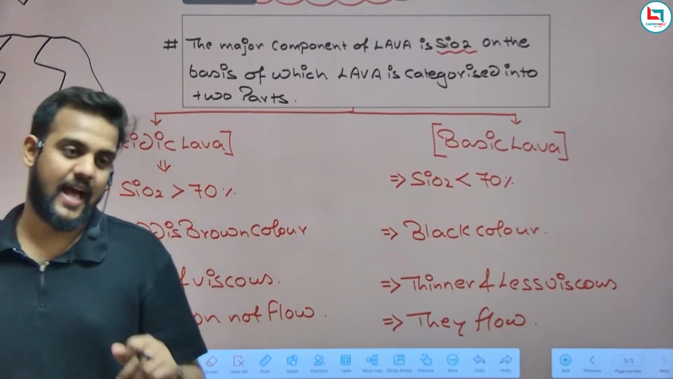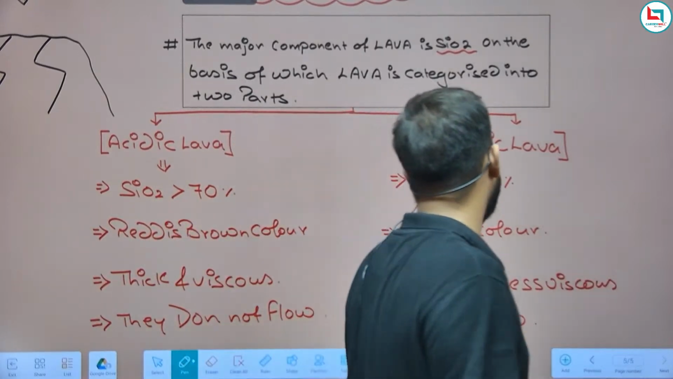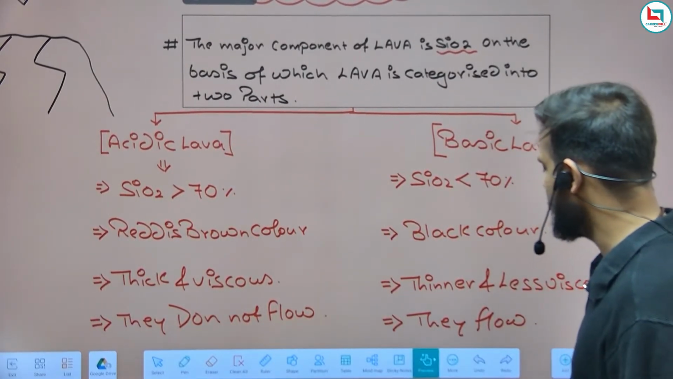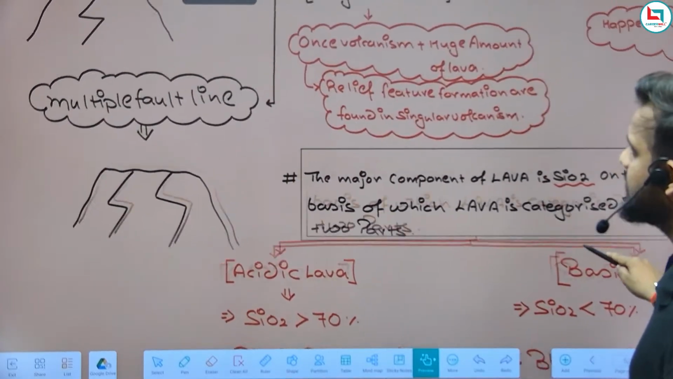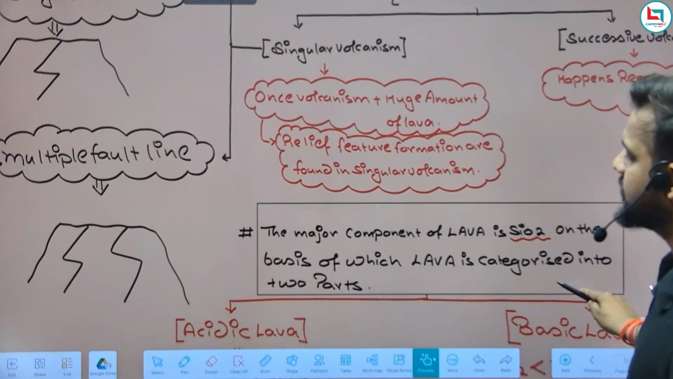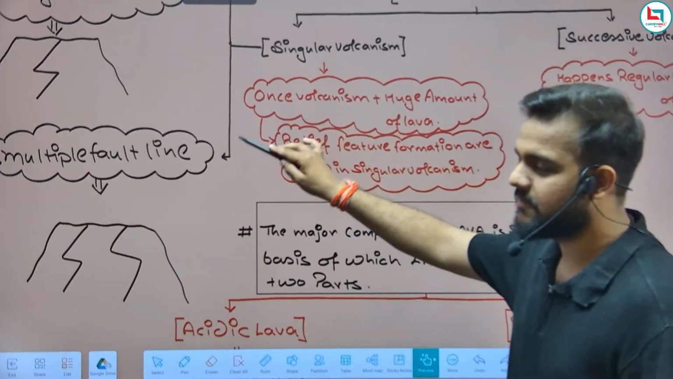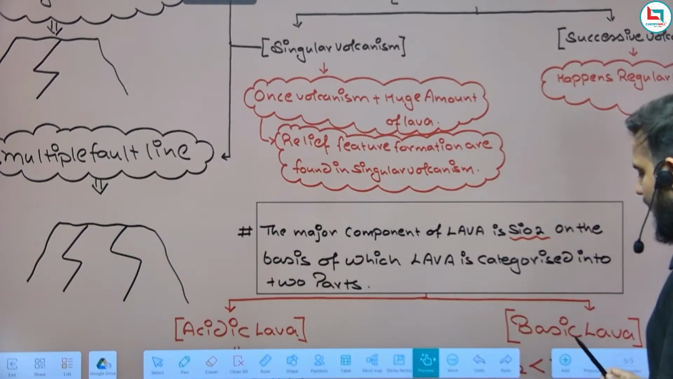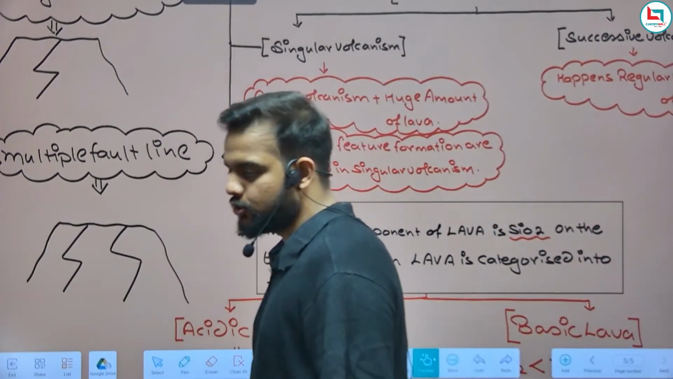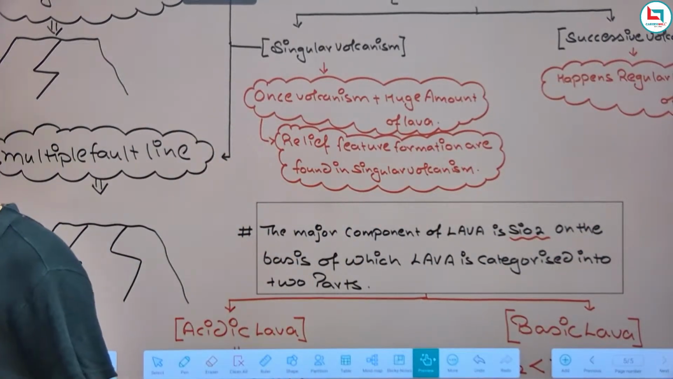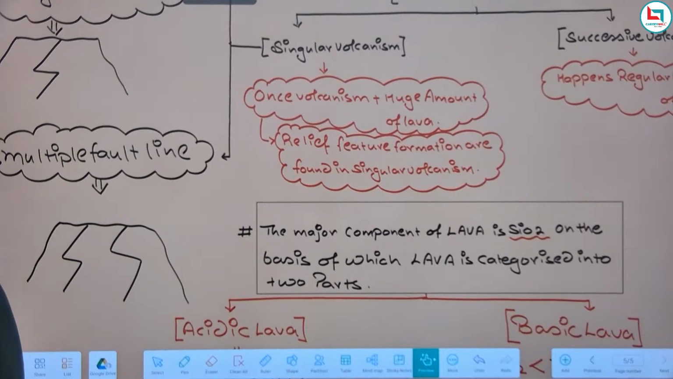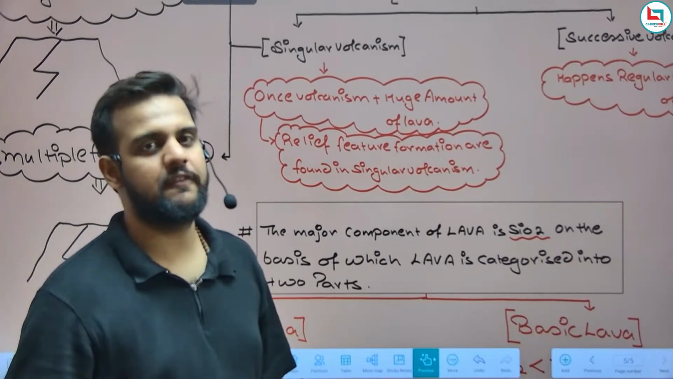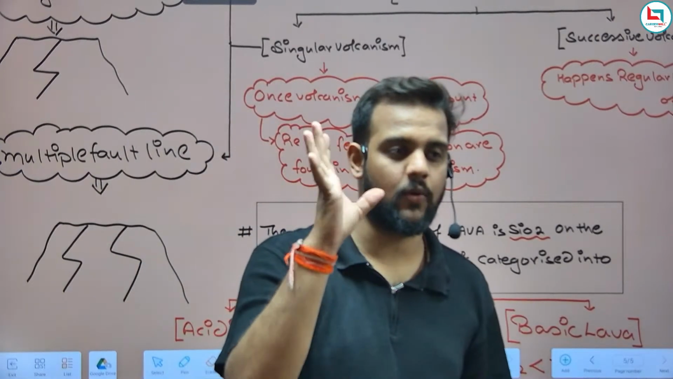Now, what we have to do? We have to combine the two situations. What are those situations? Guys, remember, we have singular fault line and multiple fault line. We have the acidic lava and the basic lava. So do the permutation and combination and give me the 4 different cases. What are the 4 different cases of singular volcanism?